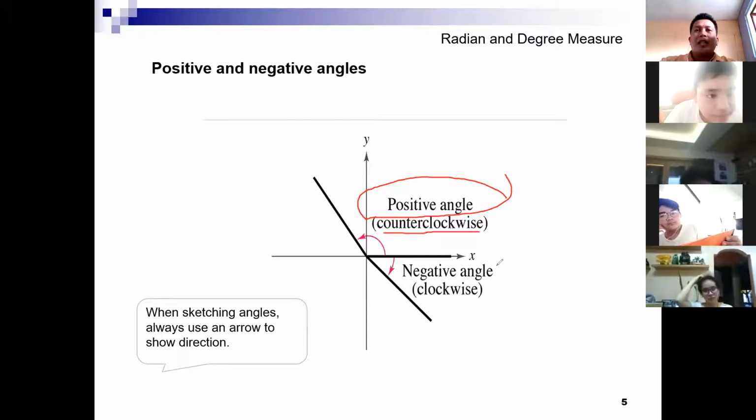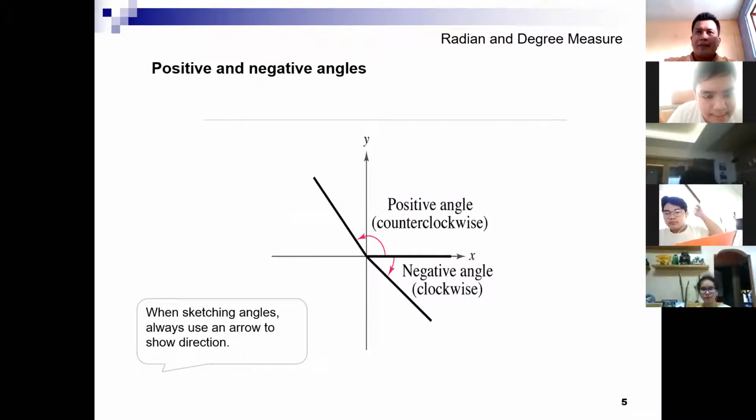If the angle is drawn from the positive abscissa and it goes in a clockwise direction, which means it follows the movement of the clock, then the angle is negative. Therefore, negative angles go with the positive abscissa drawn in a clockwise direction. Let's have an example and sketch these angles. If you don't have a question, let's proceed then.